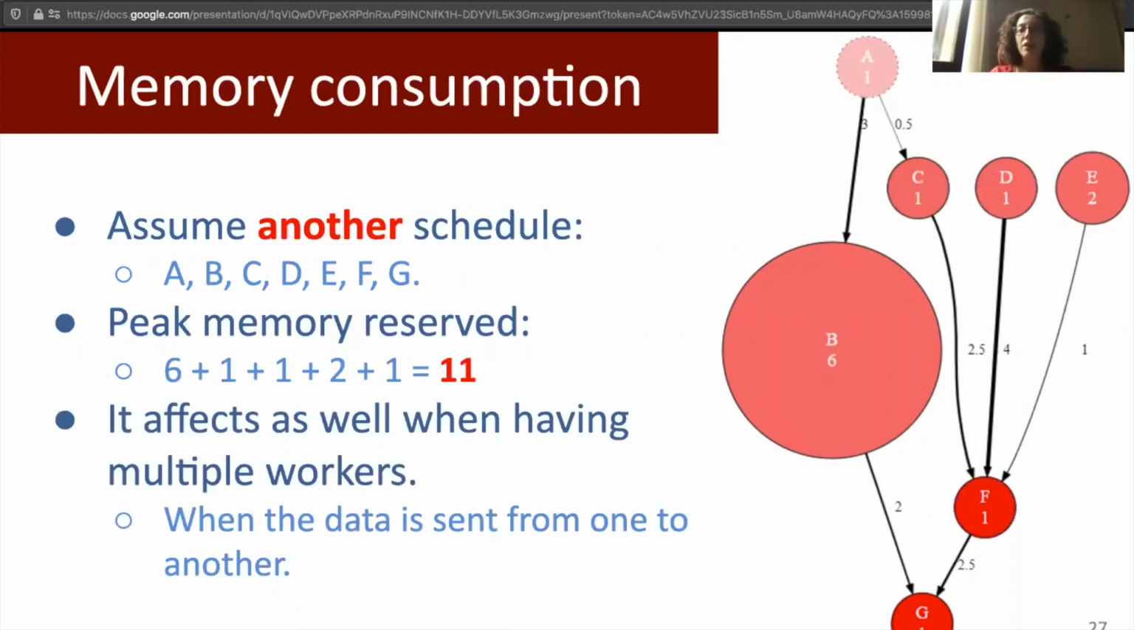Same graph, but in another schedule. This is part of the graph, by the way, not the entire graph. Of course, you have many nodes before A and after G. So assume another schedule, which goes in this order of scheduling or execution within a GPU: A, B, C, D, E, F, G. But this one will require 11 units of memory. As you see, a different schedule results in a different amount of peak memory consumption. That's why we need to know or emulate the deep learning scheduler.